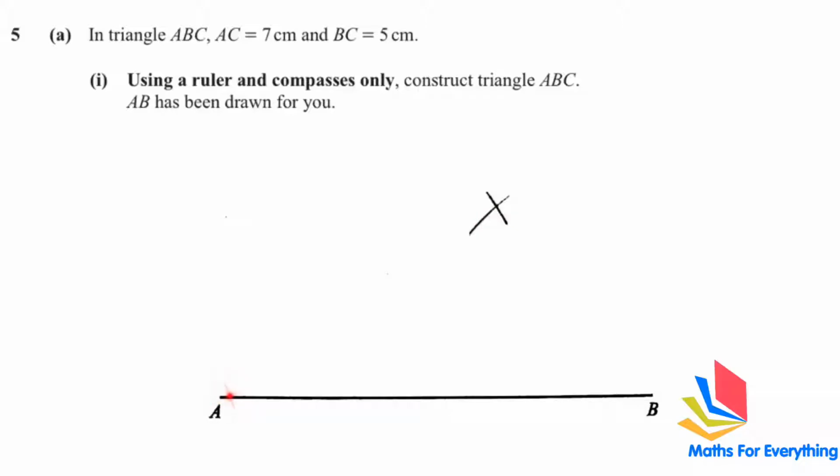Now from this vertex, join the arc intersection here. And from B, also join it. And write down the centimeters. So this is 7 centimeters and this is 5 centimeters. This is our C.